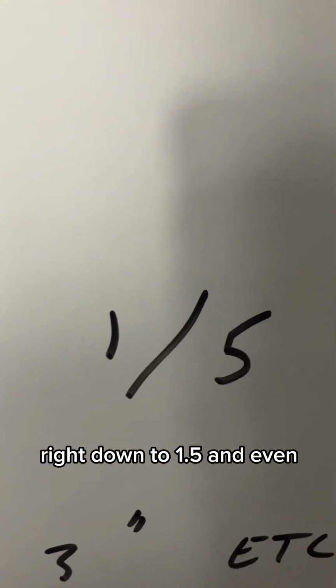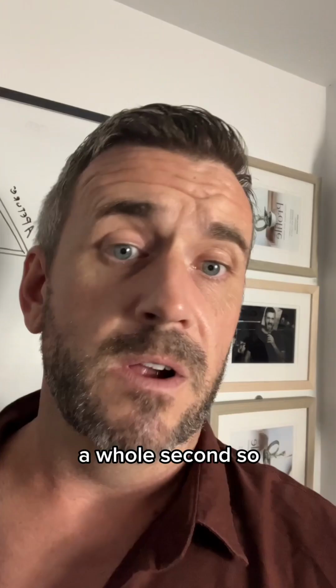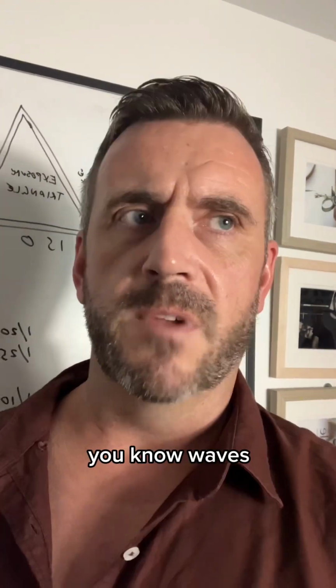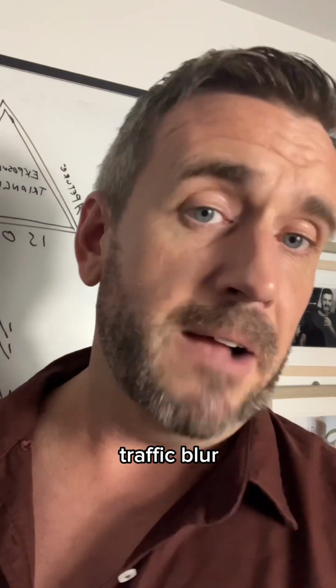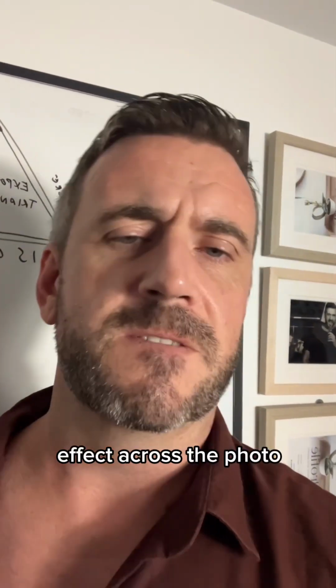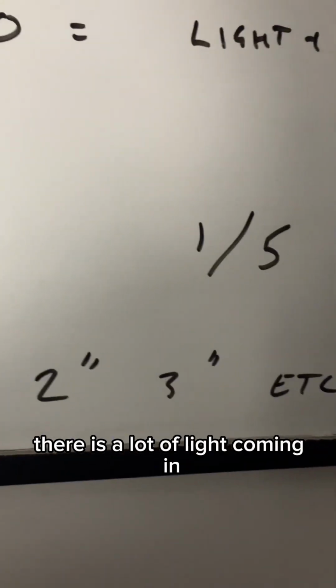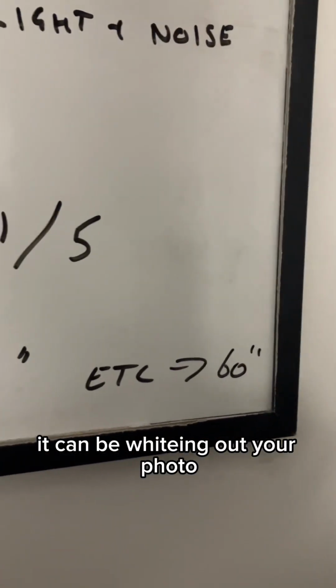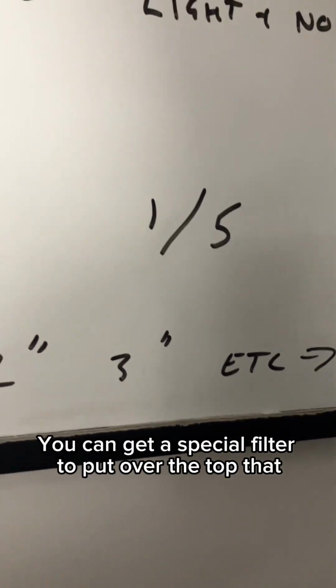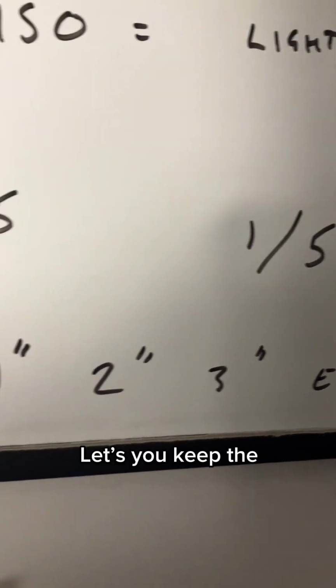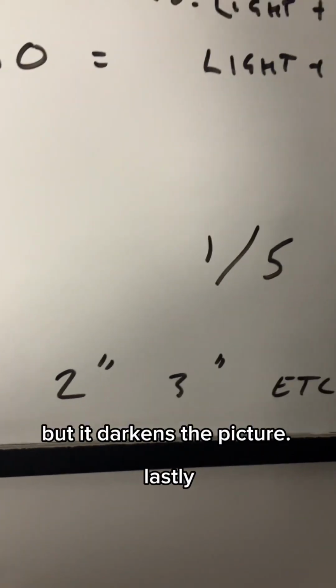You can get shutter speeds that go right down to 1.5 and then even a whole second. People use this to shoot waves, oceans, rivers, traffic, a blur effect across the photo. It looks kind of cool. When you have your shutter speed this low, there is a lot of light coming in. It can be whiting out your photo. You get a special filter to put over the top that lets you keep the shutter speed to get the effect, but it darkens the picture.